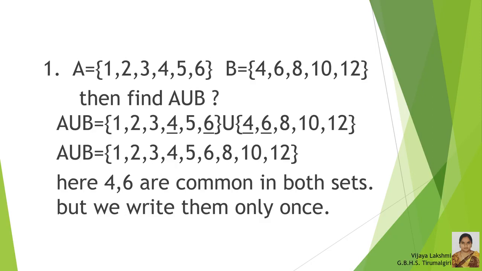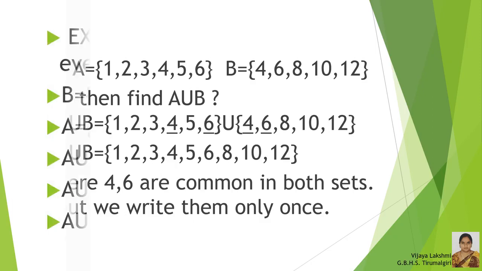So now A union B is nothing but we write all the elements of A. So 1, 2, 3, 4, 5 and 6. Now coming to B, 4 and 6 are already written. So we write the remaining 8, 10 and 12. We have already learnt that in a set elements cannot be repeated. So 4, 6 are common in both the sets. So we write them only once.